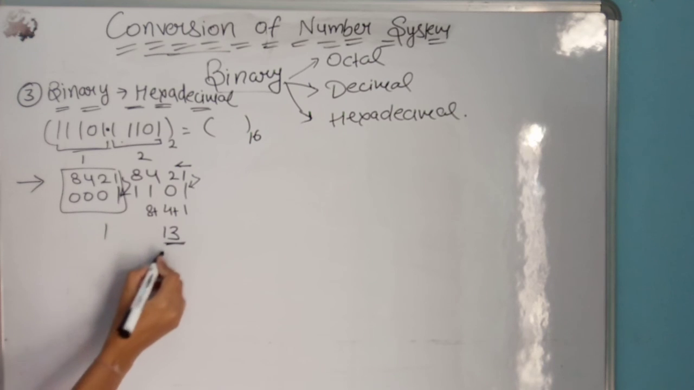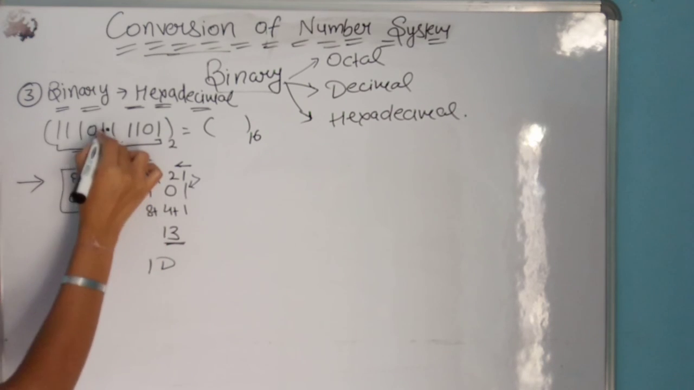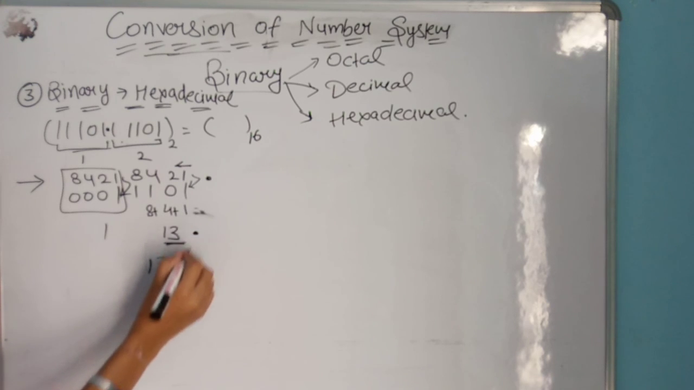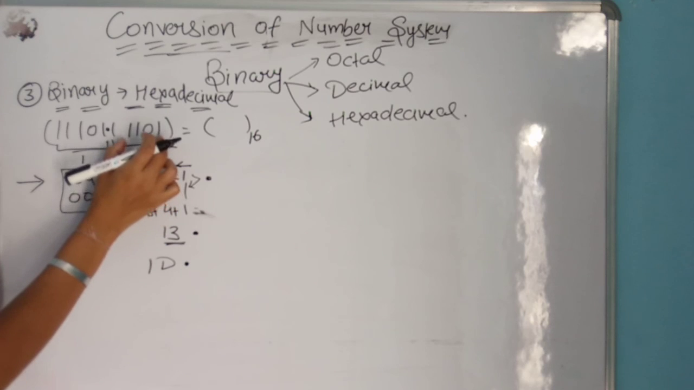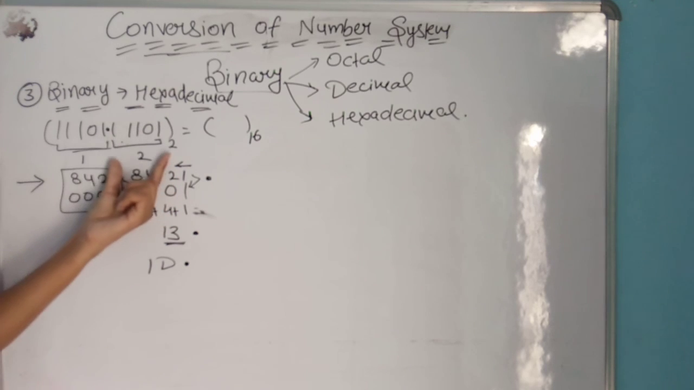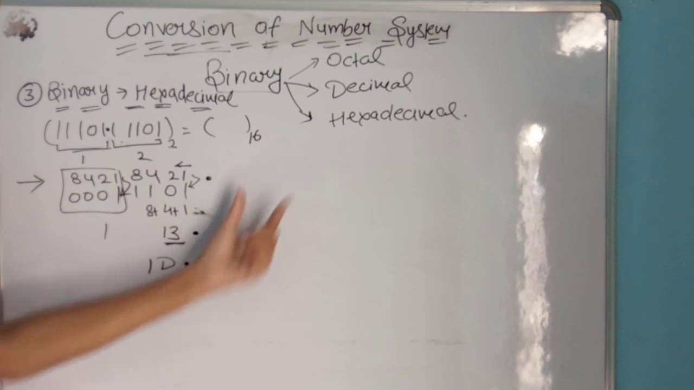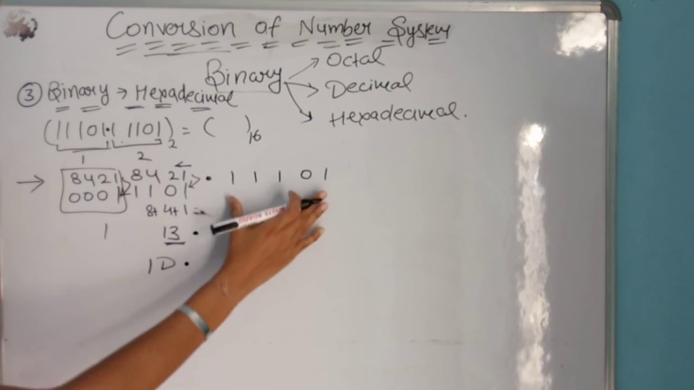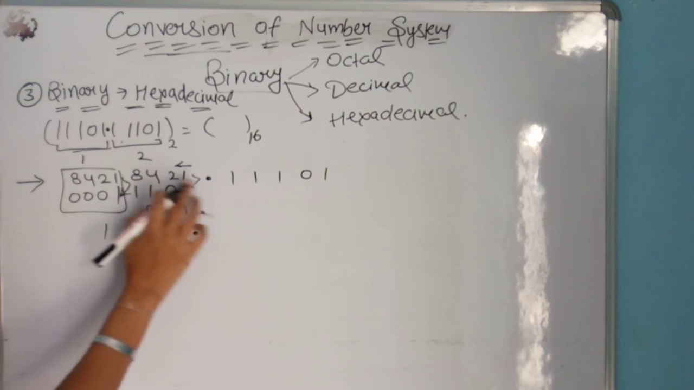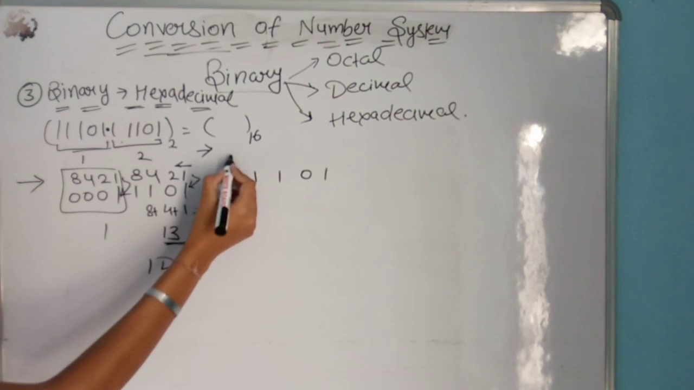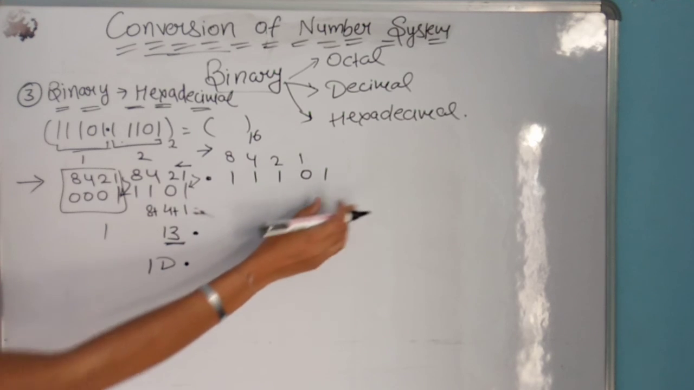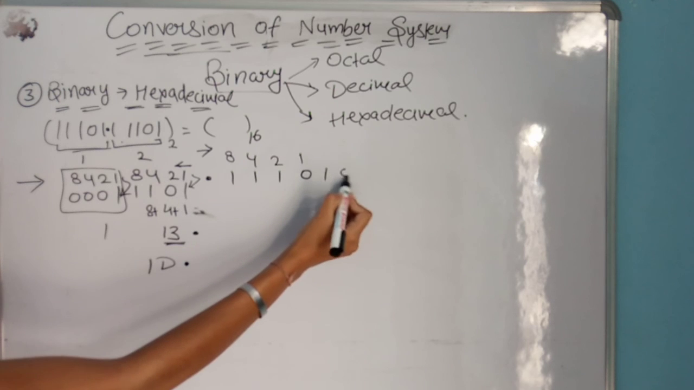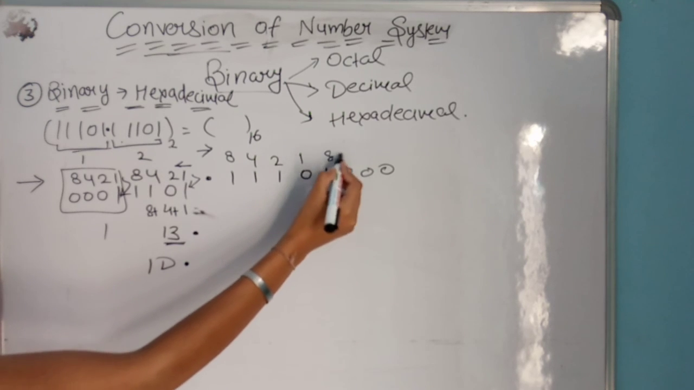This 13 is replaced with D, and so we get D1. Now the pointing value is here, so insert the point here and here also. Now fetch this part only and write it here: 1 1 1 0 1. For this part we apply the 8421 code from the left side. So 8421, and complete this group by inserting 3 zeros from the right side, 0 0 0, and apply 8421.